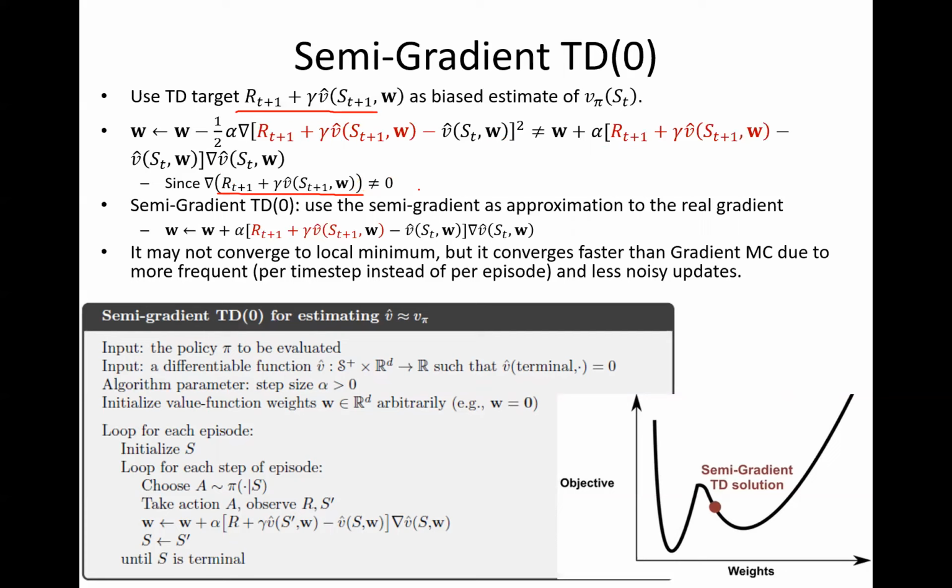However, we pretend it's 0 and simply call it a semi-gradient. So, yeah, this is the right.